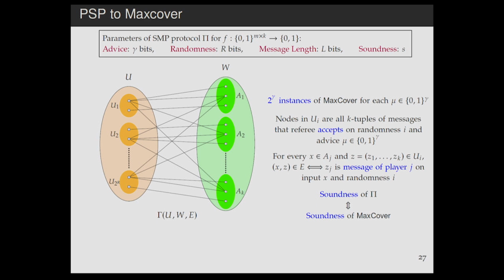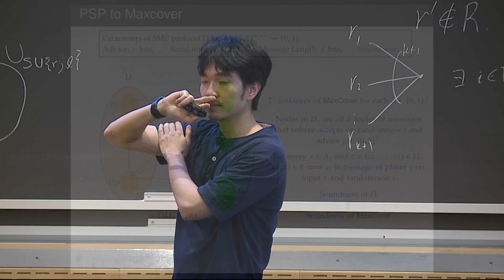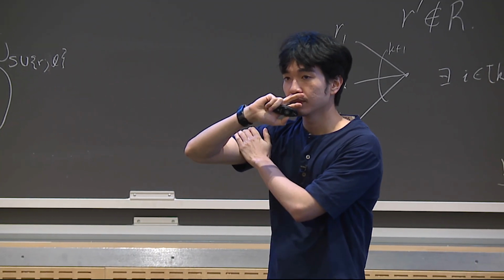Okay, now what is the parameter? As you can see, there are 2 blowups that I already wrote down. One is 2 to the gamma, the number of instances you have to create, because you have to create 1 for every advice. So where was this advice used in your protocol?